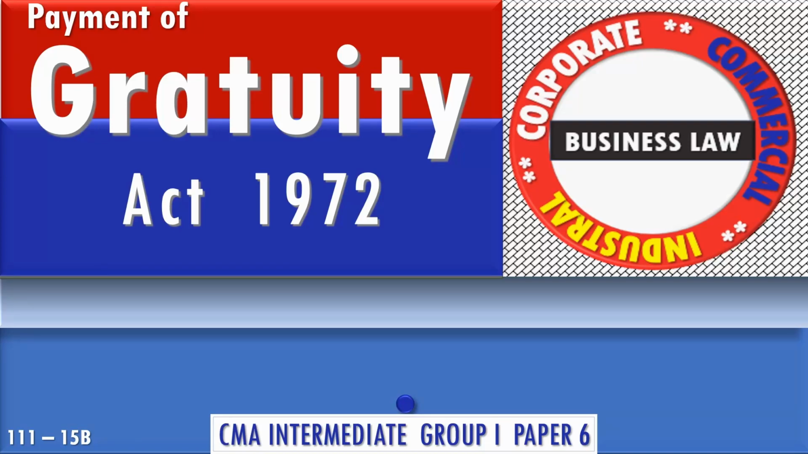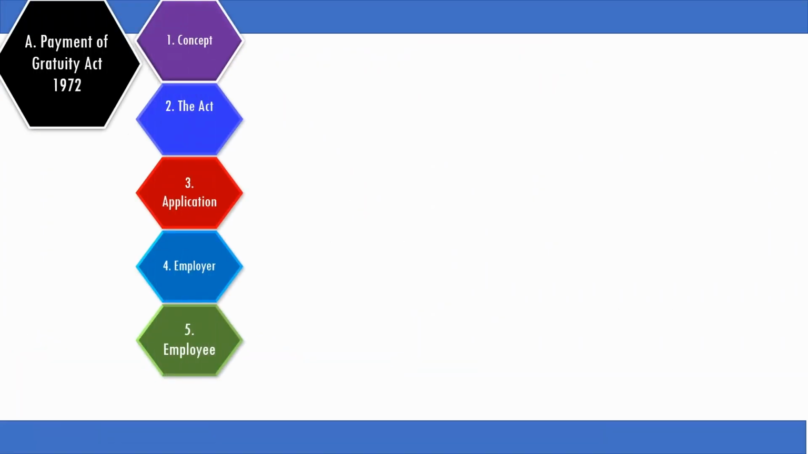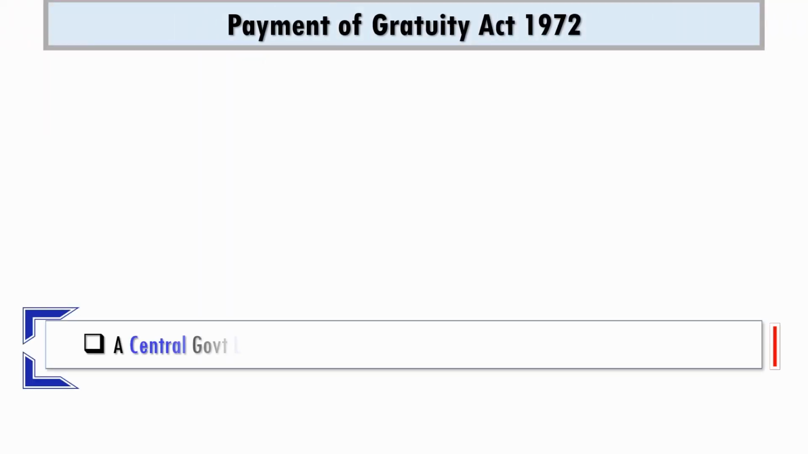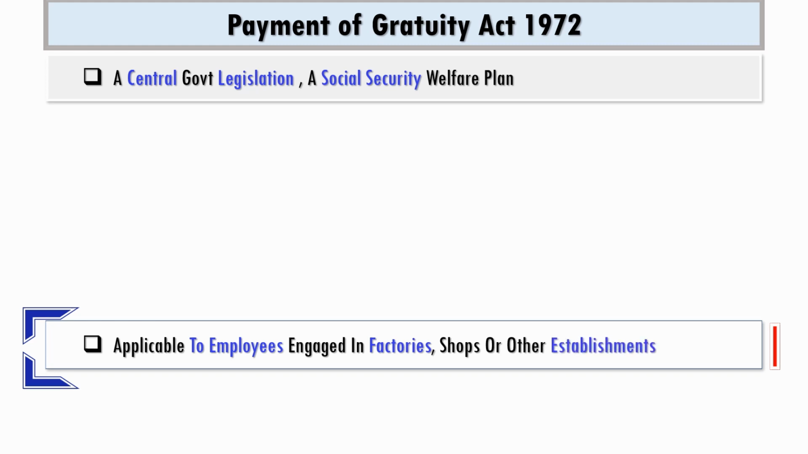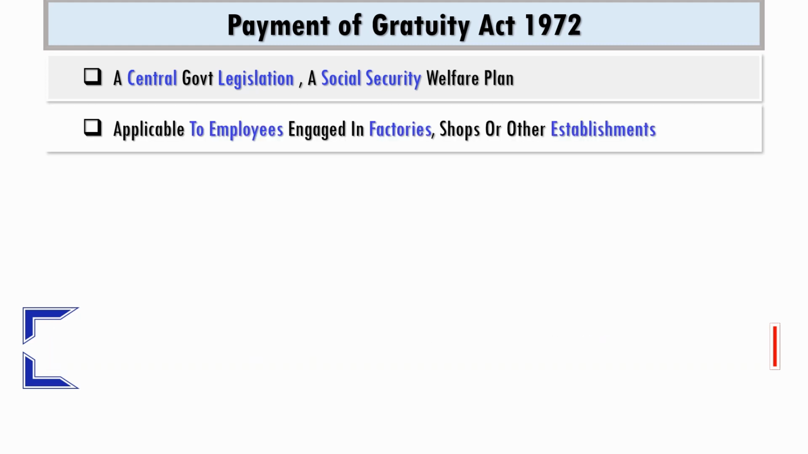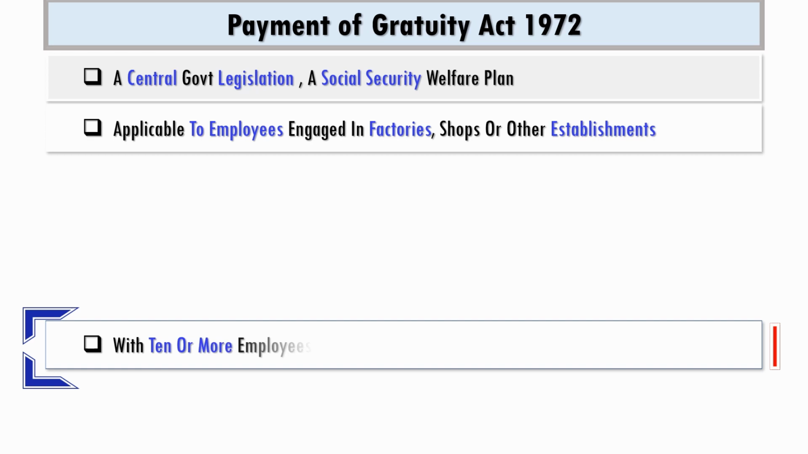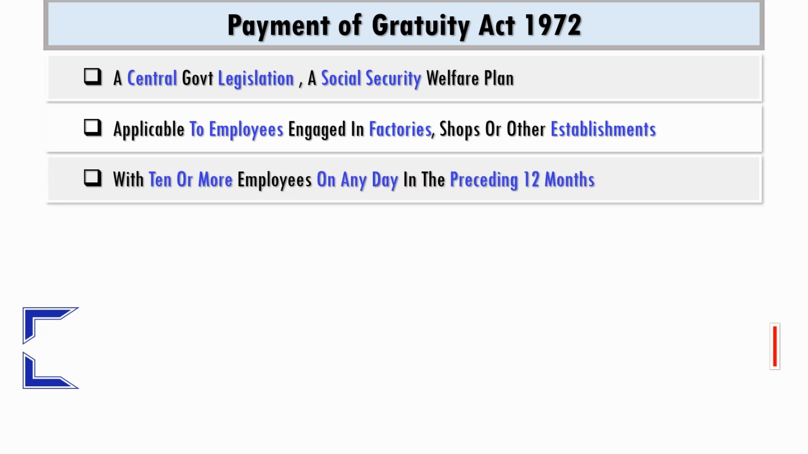Payment of Gratuity Act 1972. Basic features of the Act: a social security legislation from the central government, applicable to employees engaged in factories, shops or other establishments employing 10 or more employees on any day in the preceding 12 months.